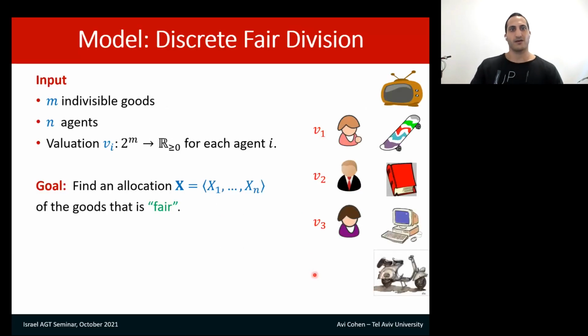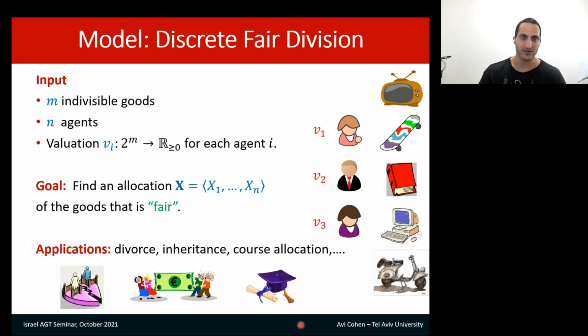Okay. So we're talking about discrete subdivision, and the setup is that we have m indivisible goods, n agents, and a valuation function for each of the agents. And the goal is to find the partition of the set of items, giving one bundle to each agent, such that it is fair. So we'll go into what fair means, but first, a few applications you can think of.